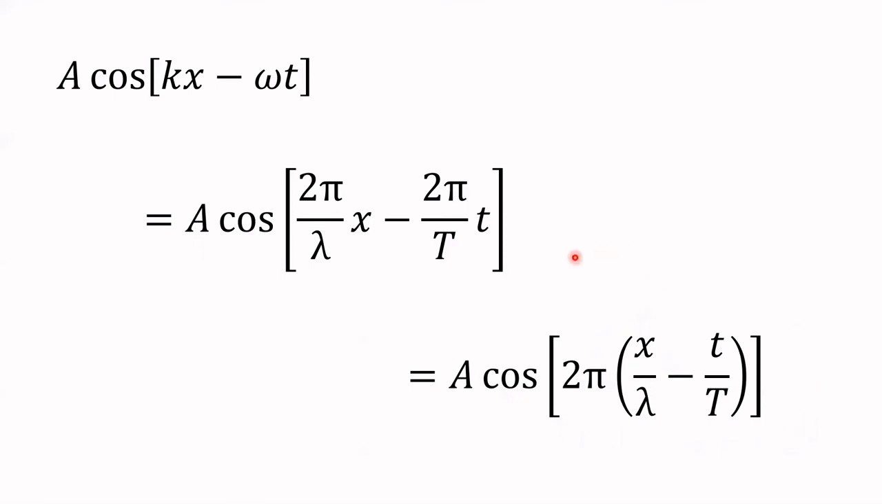So writing it this way hopefully makes it obvious why shifting by 1 wavelength in space or shifting by 1 period in time does not change the value of the function. You're just advancing the overall phase by 2 pi radians when you do that.